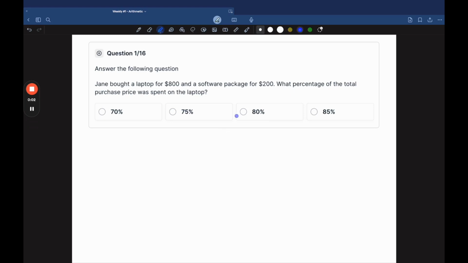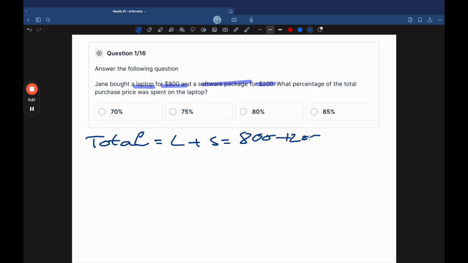Question 1. Step 1. Identify the problem. Jane bought a laptop for $800 and a software package for $200. We need to find what percentage of the total purchase price was spent on the laptop. Step 2. Calculate the total cost. First, add the price of the laptop and the software package. $800 plus $200 equals $1,000. So the total cost is $1,000.